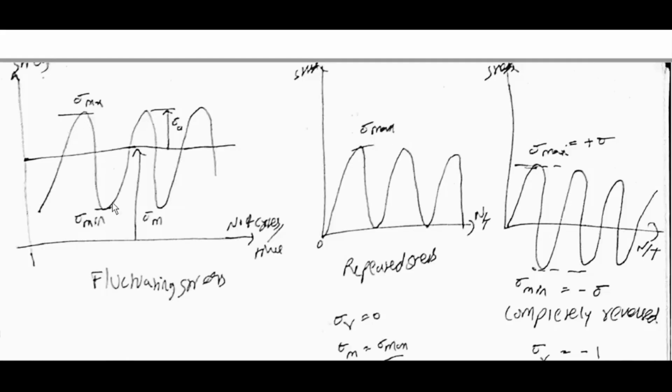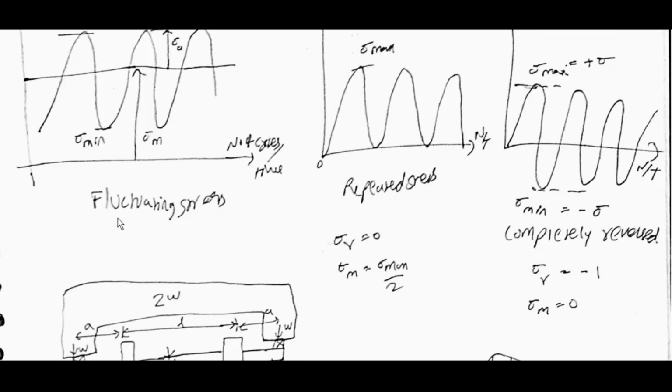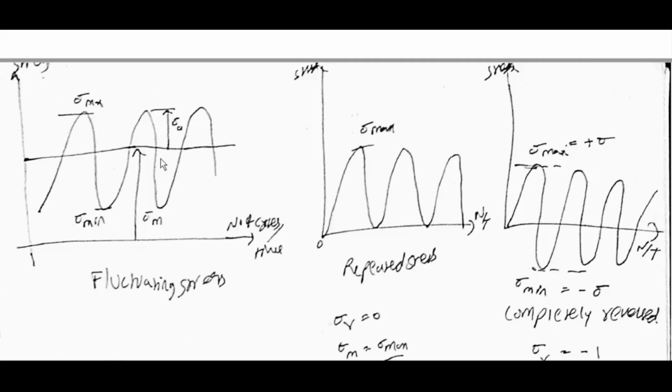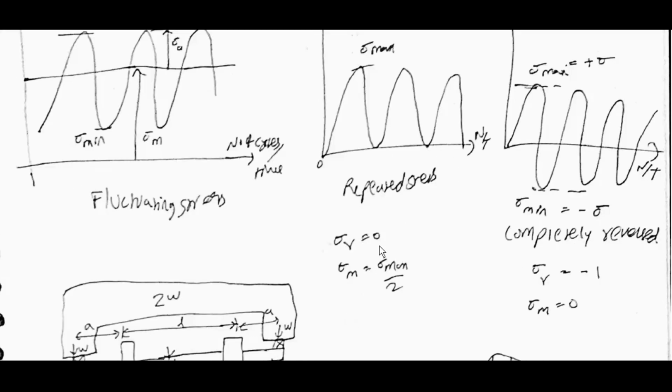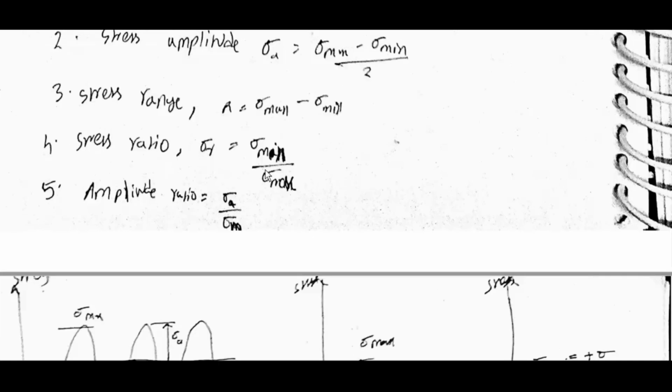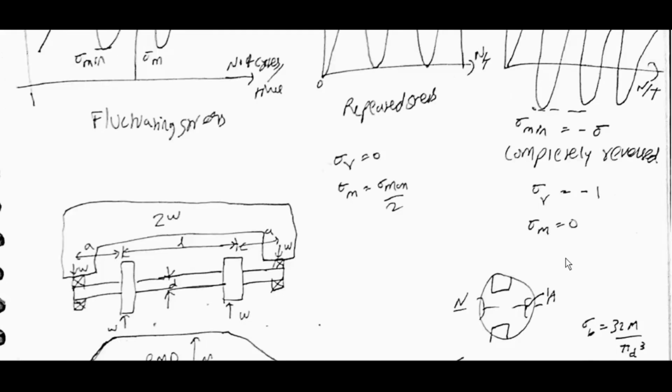Fluctuating stress goes between σmax and σmin like this. Repeated stress goes from 0 to σmax, 0 to σmax. Completely reversed load has σmax equal to plus σ and σmin equal to minus σ. Here σm is this, σa is this. For repeated stress, stress ratio R is equal to 0 and σm is equal to σmax/2. For completely reversed, R is equal to −1 and σm is equal to 0.